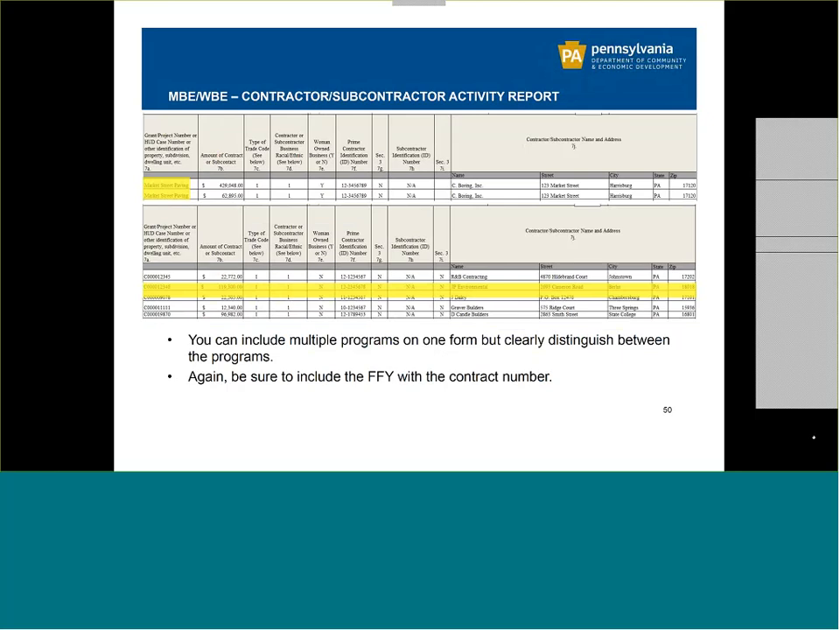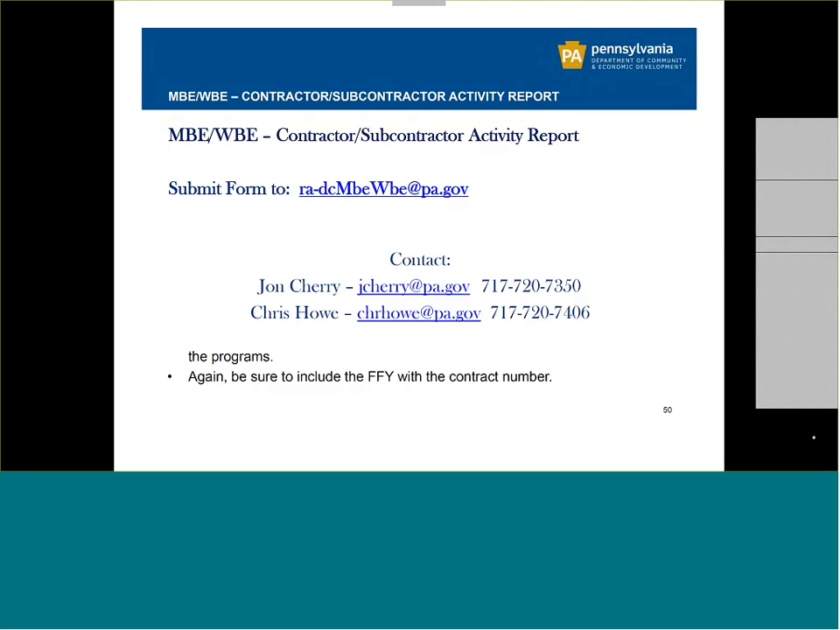So in that yellow box, there's a red line which distinguishes the 2 contracts for CDBG that were funded in this past fiscal year, and then at the bottom are 3 HOME housing rehabilitation contracts that were funded. That's the type of thing we're looking for, to be able to distinguish. And also, please include again the federal fiscal year that corresponds with the DCED Blueback contract. So, if you have any questions, please give myself or Chris Howell an email or a call, and we'll be able to help you out.